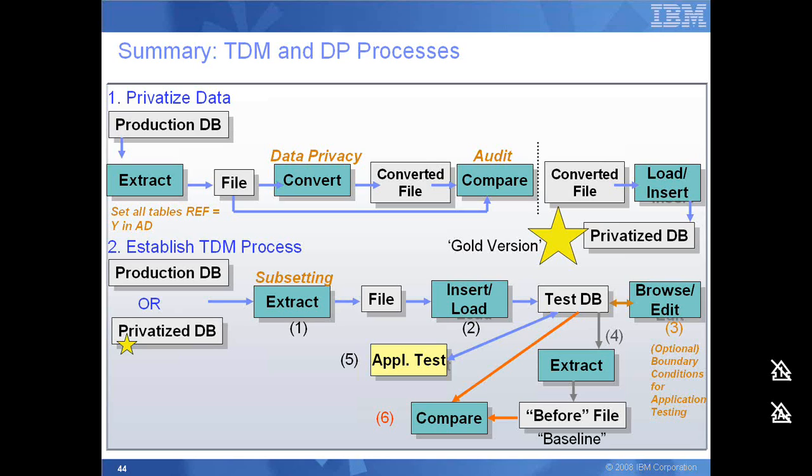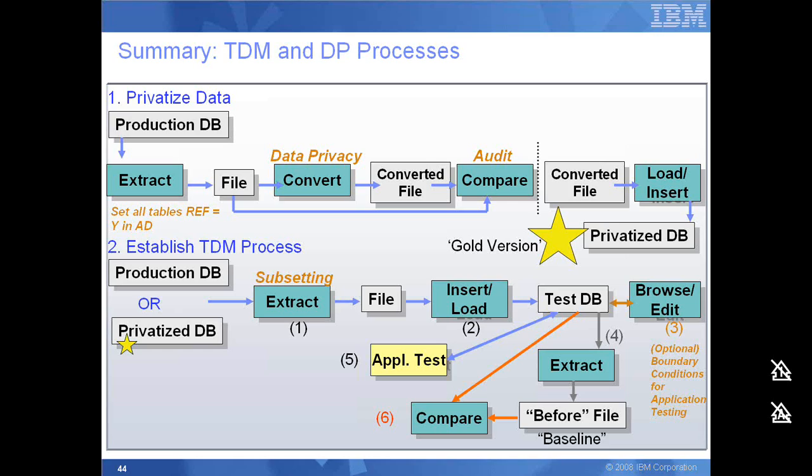The TDM process would optionally contain data privacy if that is a requirement. If the production database has sensitive data, and it has to be masked, then data privacy will be part of the TDM process. Else it will be a standalone test data management process. I can extract test data from the production system, or it can even be from the privatized database which was created in the first step.